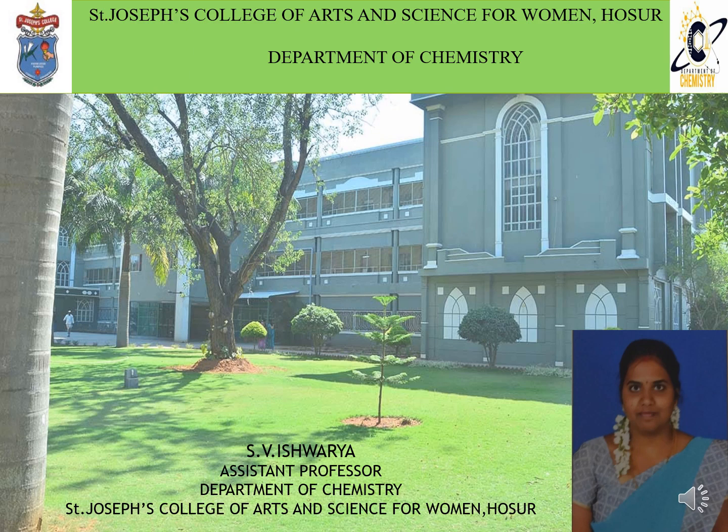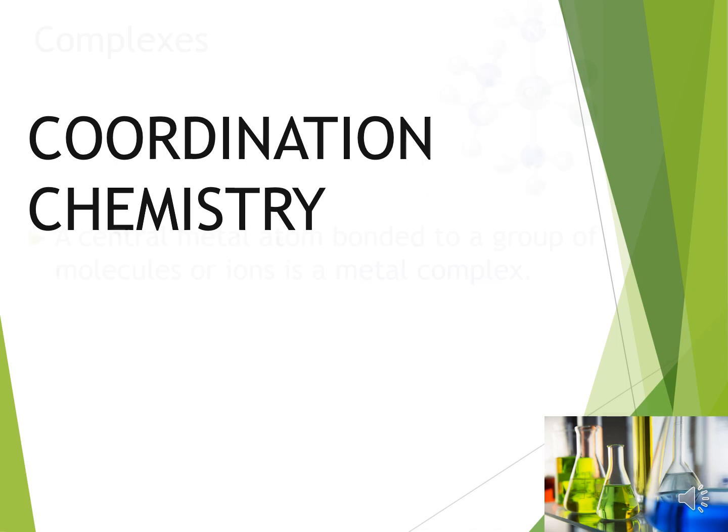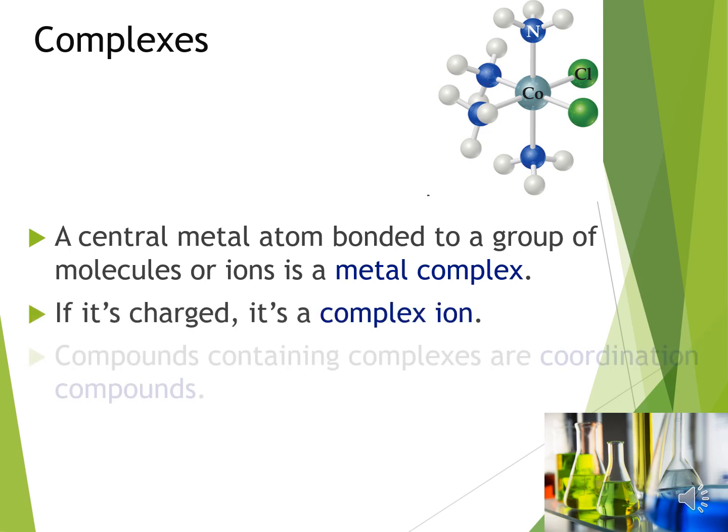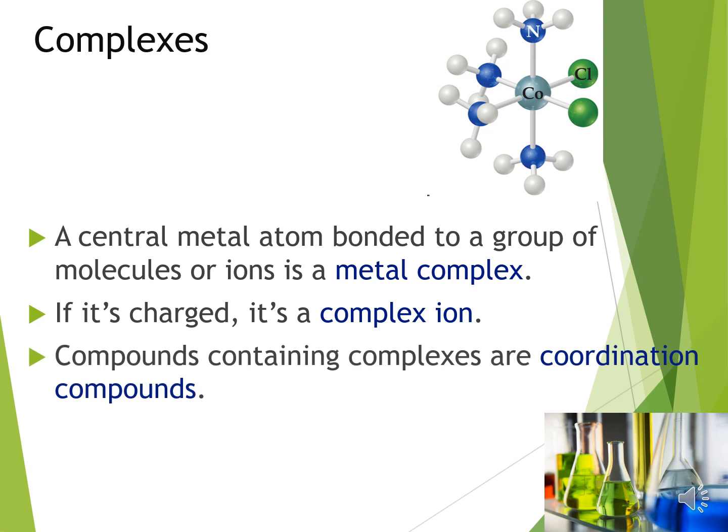In this video, we are going to discuss coordination chemistry. Coordination chemistry is a branch of chemistry that deals with the study of coordination compounds. Next is the complex or complex ion. The central metal atom bonded to a group of molecules or ions is a metal complex. If it is charged, it is a complex ion. The compound containing complexes is a coordination compound.